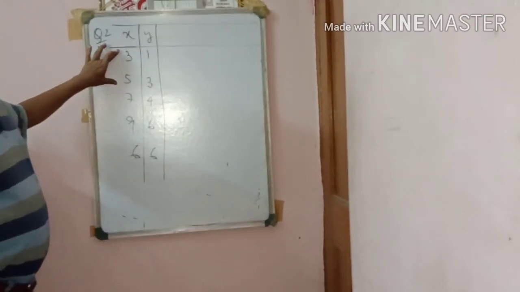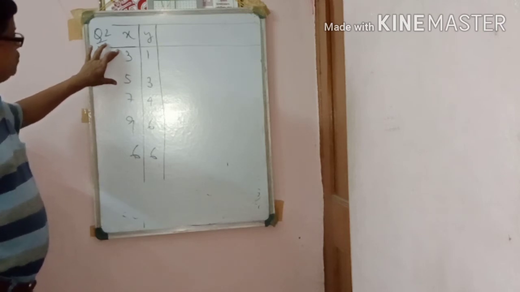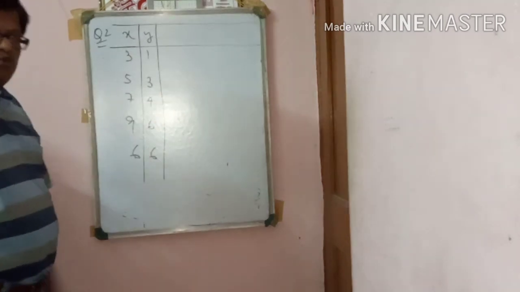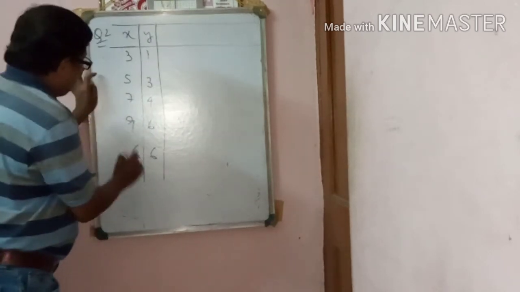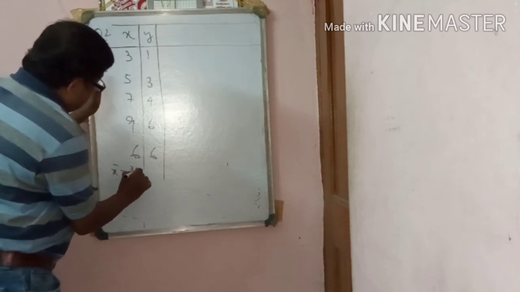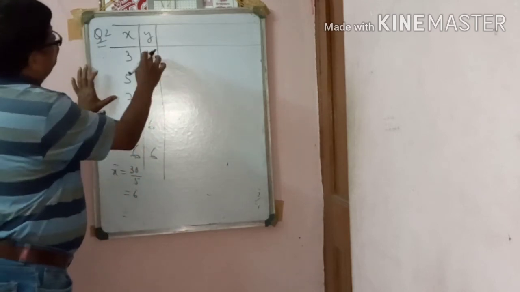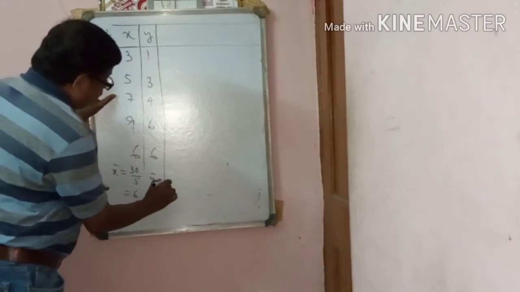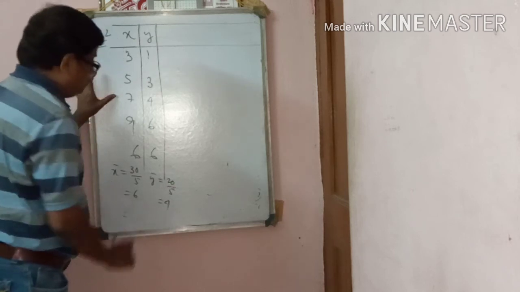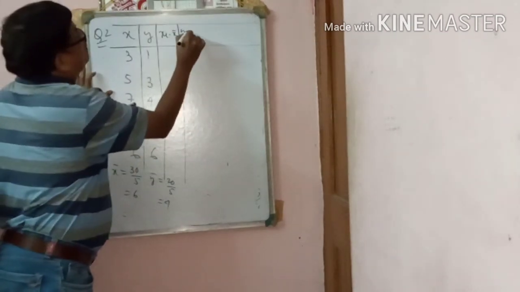The mean should always be an integer, so consider that. So x is 3, 5, 7, 9, 6 and y is 1, 3, 4, 6, 6. See here, the sum is 30. So mean x bar is 30 by 5, equal to 6. Here y bar is 20 by 5, this is 4.